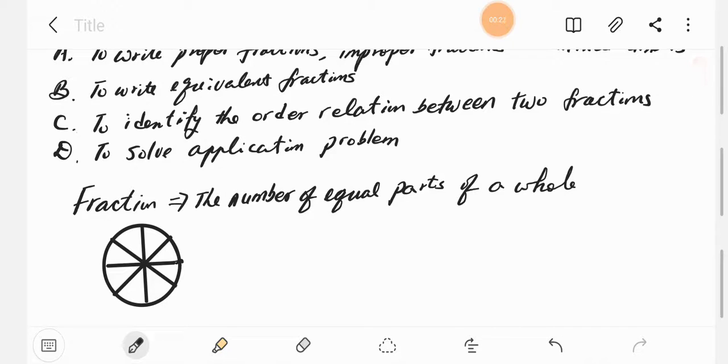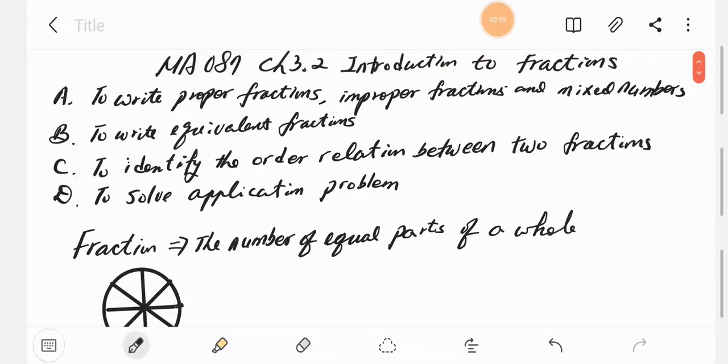The third one is to identify the order relation between two fractions, so which fraction is larger and which fraction is smaller. And the last one is to solve application problems. Okay, first of all, what is a fraction?